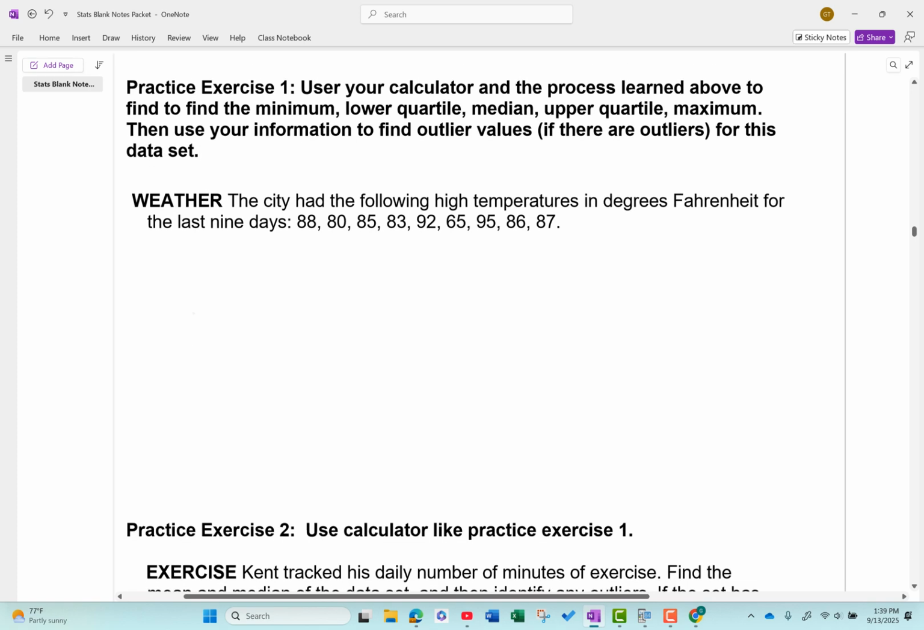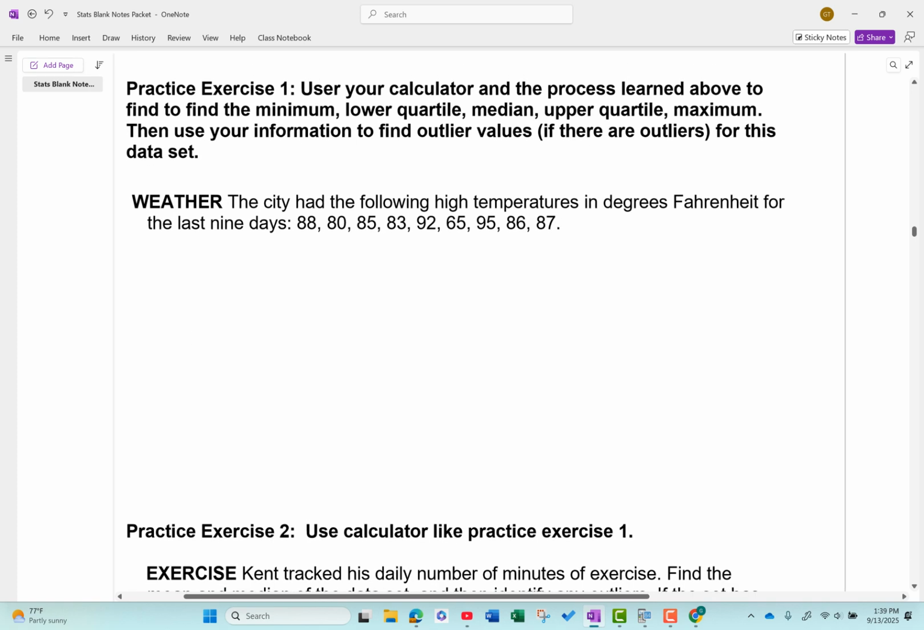All right, let's do this example pretty quick. Take a minute, pause the video, go into your calculator and try and find these different values. Okay, then it says use your information to find if there is an outlier.